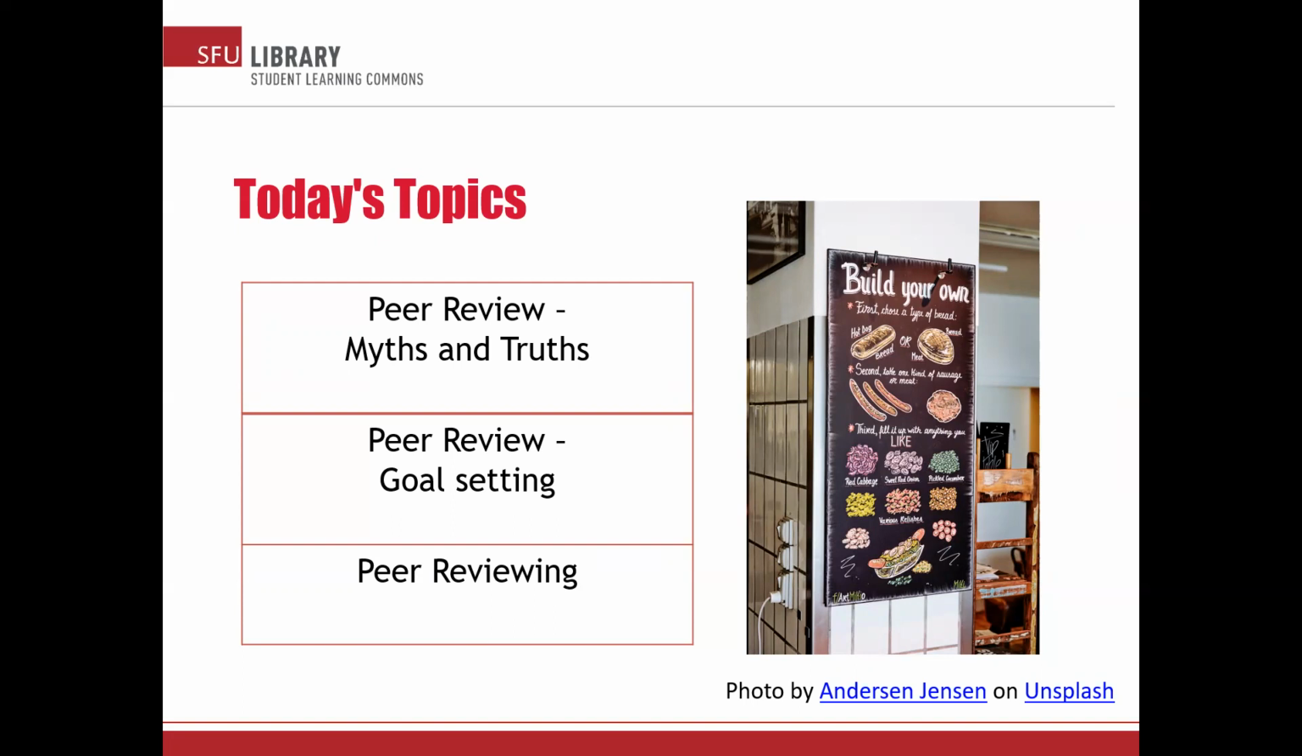Next, we will discuss goal setting while conducting a peer review. What are you hoping to get out of this process, and what can you do to accomplish this? Finally, we will discuss the peer review process, including the qualities of an effective peer review, how the writing and peer review processes are related, and how to offer valuable feedback to your peers.